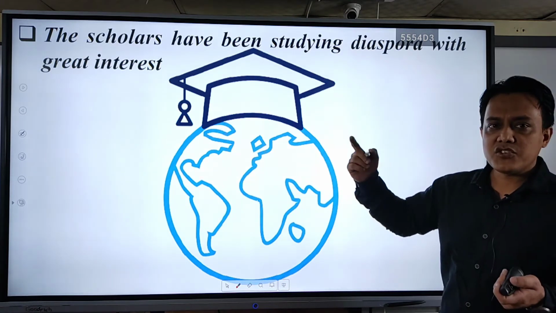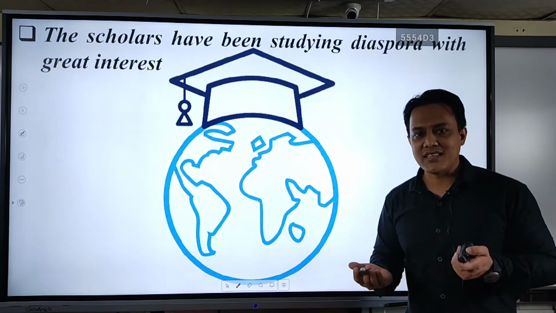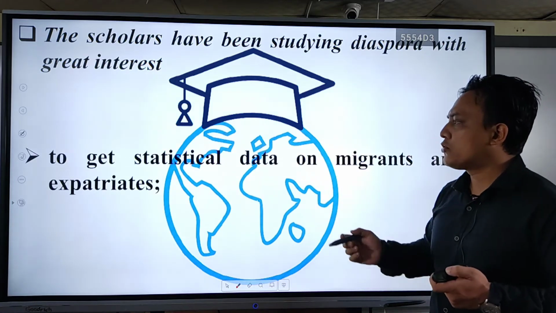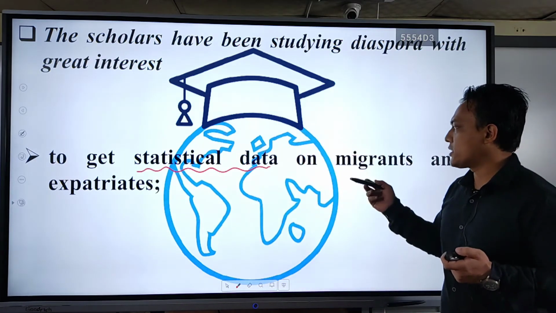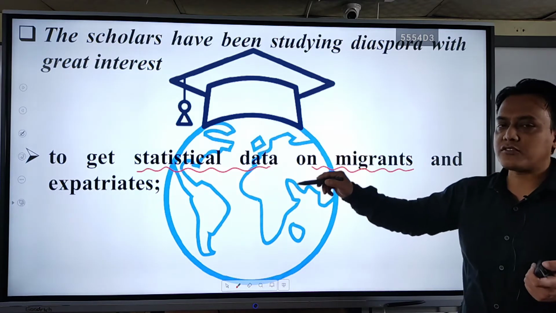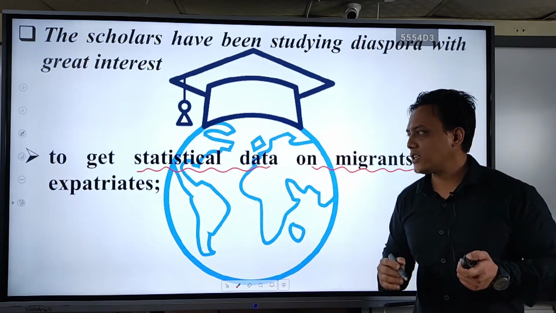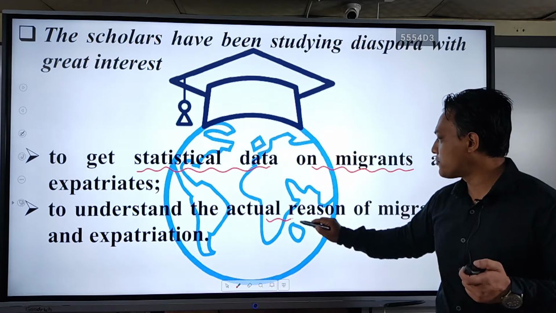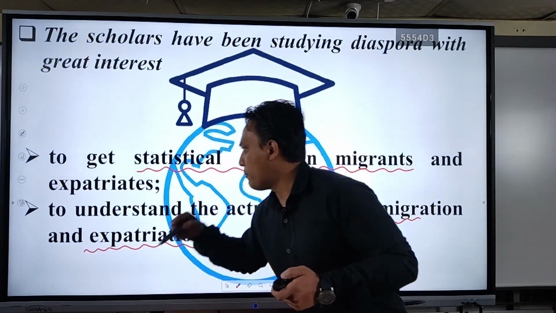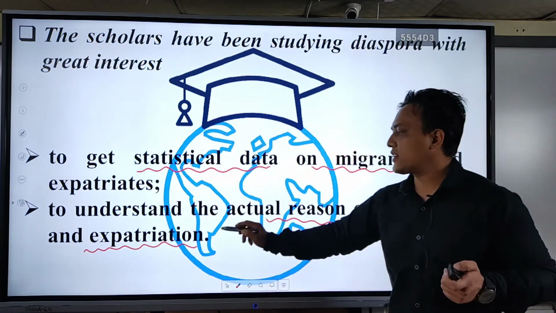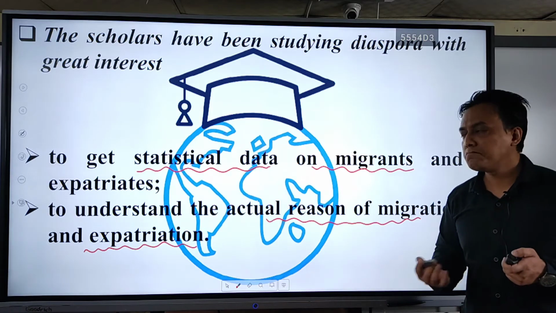Next, the passage mentions that scholars have been studying diaspora with great interest. Why do they study diaspora with great interest? Because they want to get statistical data on migrants and expatriates, and to understand the actual reason of migration and expatriation. Basically, to get the actual reason of migration and expatriation and the statistical data on migration, scholars have been studying the diaspora.